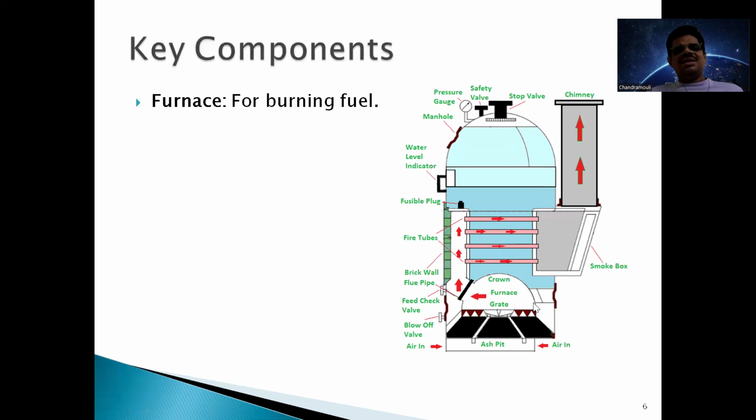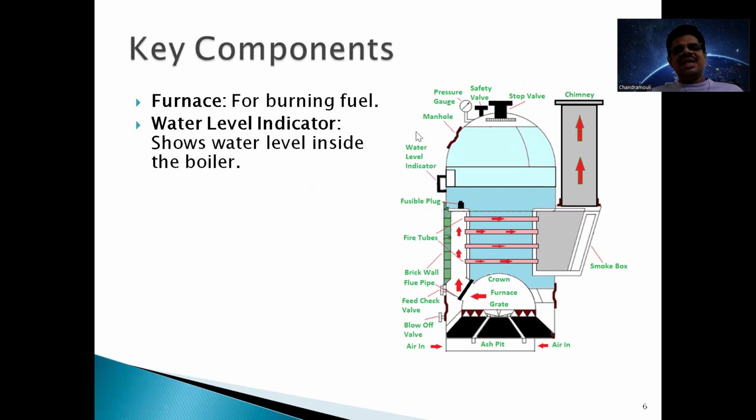And after that, this is the furnace. So various key components or important components are mentioned. So furnace we have seen, and here if you observe on the side there is a water level indicator. So while producing steam, the operator has to monitor the quantity of water which is there inside the boiler. If the entire water is converted into steam, then water has to be refilled into the boiler. So in order to see the level, there is a water level indicator which shows the level of the water inside the boiler. So here it is placed.